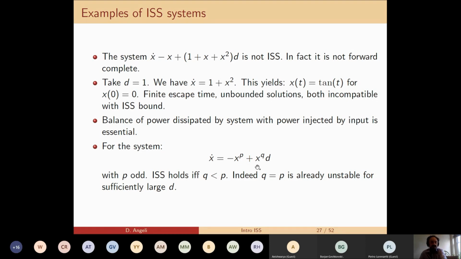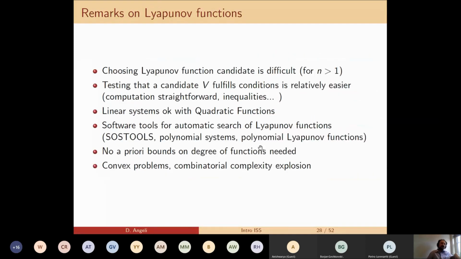Needless to say, proving a system is ISS in higher dimension could be quite challenging because, of course, already proving global asymptotic stability is quite challenging since there are no general criteria for choosing a Lyapunov function. So choosing a Lyapunov function is still a hard thing, especially for n bigger than 1. And it still is also in the setup of input to state stability. Of course, an ISS Lyapunov function is also by definition essentially a GAS Lyapunov function.